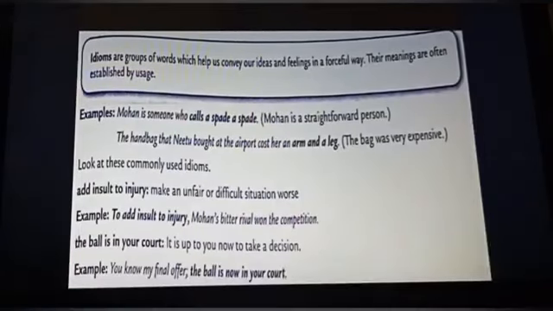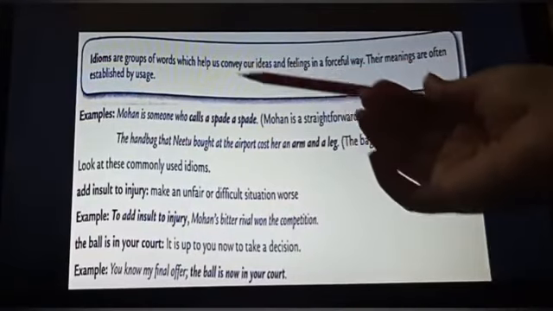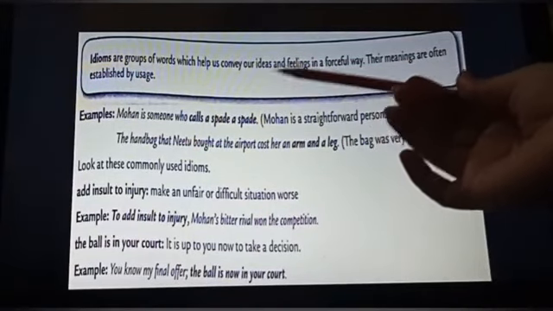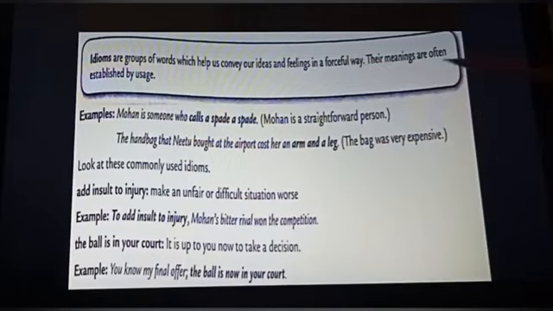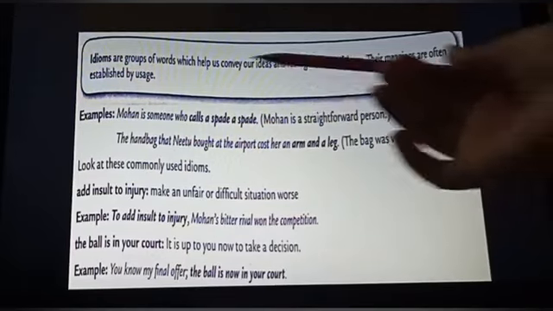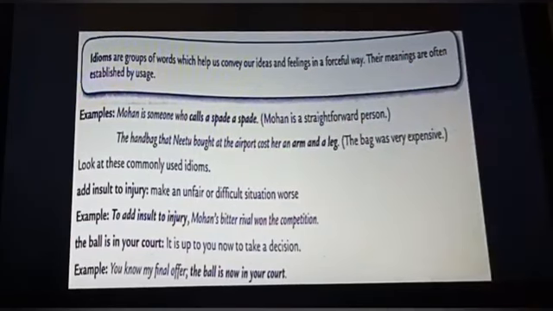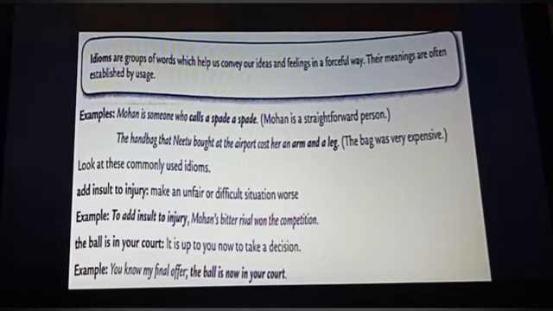Now today, idioms. Idioms are groups of words which help us convey our ideas and feelings in a forceful way. Their meanings are often established by usage. Generally by the sentence we come to know what the meaning of a particular idiom is, and generally they just convey our ideas or feelings in a forceful way. It means people are able to understand our meaning more clearly.